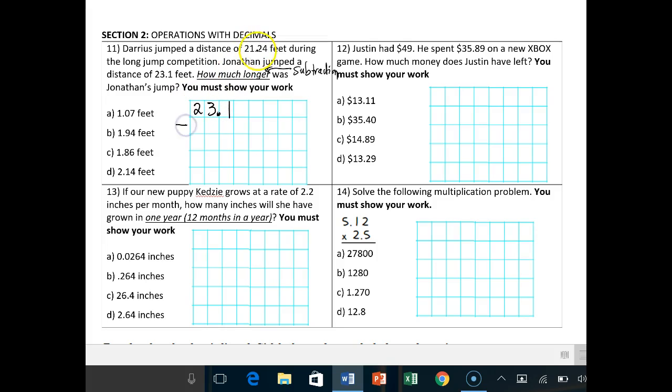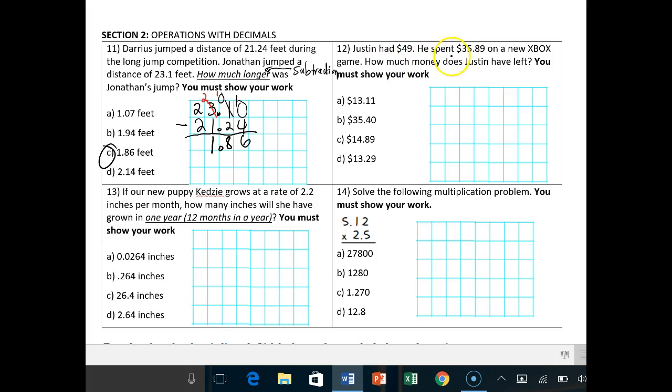23.1 minus, and line up your decimals, 21.24. Now we fill in a 0, right? Now we subtract. So we need to borrow here from this 0. It becomes 10 minus 4 is 6. We have to borrow from the 3, becomes a 2, carry that 1. So then 10 minus 2 is 8. 2 minus 1 is 1. 2 minus 2 is 0, so 1.86 is the answer.